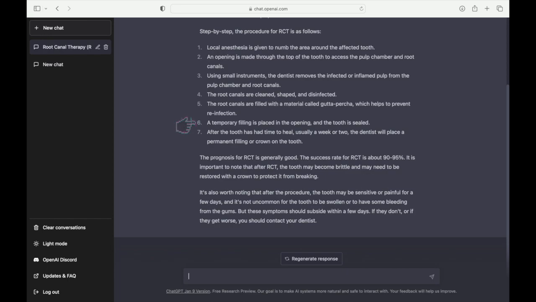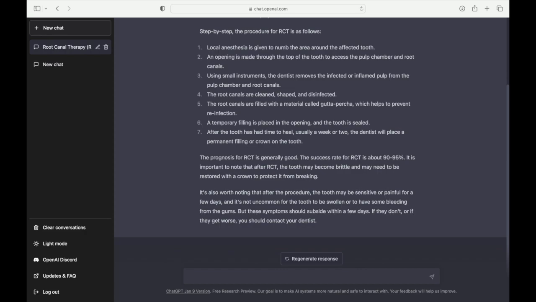6, a temporary filling is placed in the opening and the tooth is sealed. 7, after the tooth has had time to heal, usually a week or 2, the dentist will place a permanent filling or crown on the tooth. Yeah, this sort of flows into the previous point. RCT is typically a time-intensive procedure, so you might not have time to place a permanent filling or prepare the tooth for a crown. So that's correct. Not bad at all.